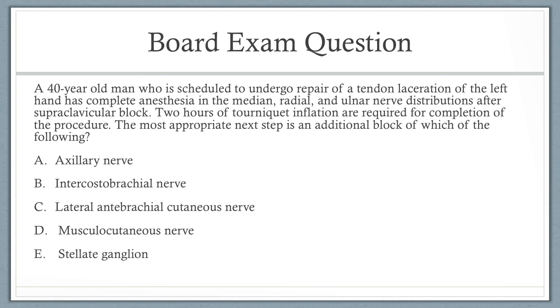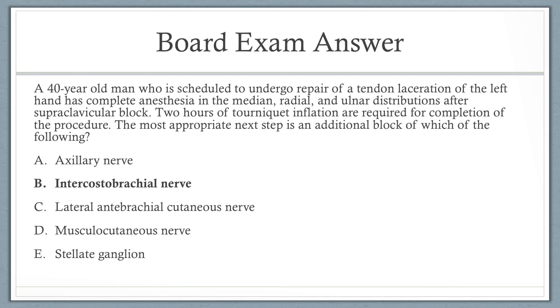A. Axillary nerve, B. Intercostobrachial nerve, C. Lateral antebrachial cutaneous nerve, D. Musculocutaneous nerve, or E. Stellate ganglion. The answer is B. The intercostobrachial nerve.